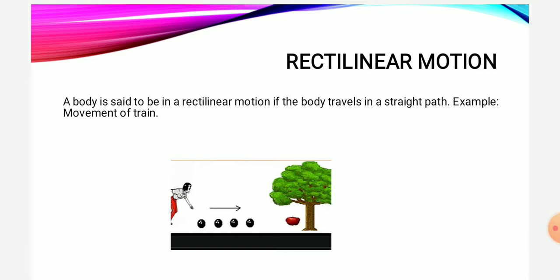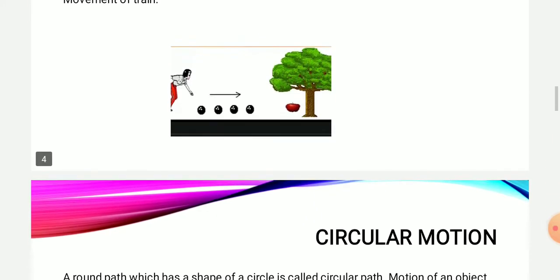Some examples of rectilinear motion are the motion of a train. A train always moves in a straight path on its track, so the motion of a train is termed as rectilinear motion. Another example is the motion of a ball. As you can see in the picture, the ball is moving in a straight path, so this ball is also showing rectilinear motion.